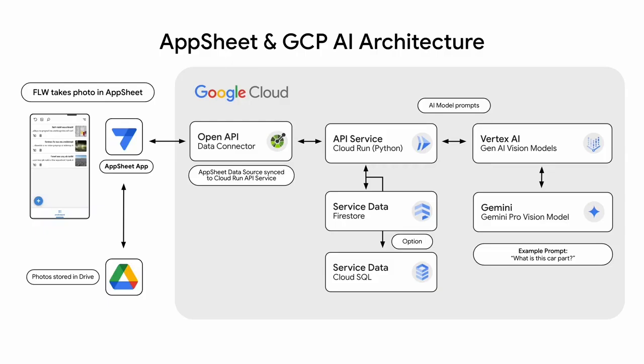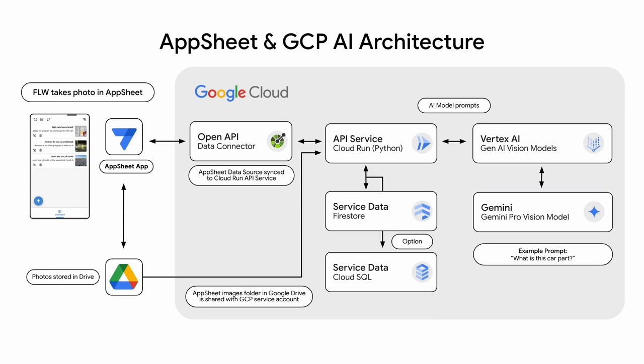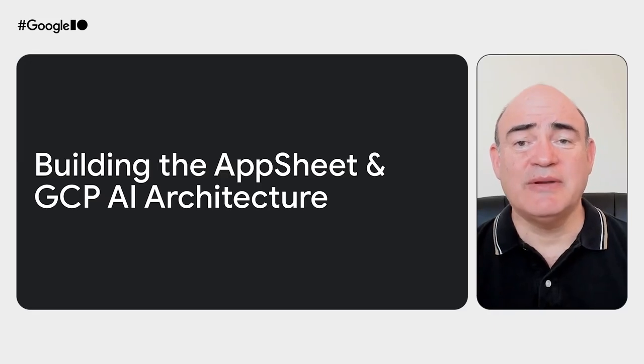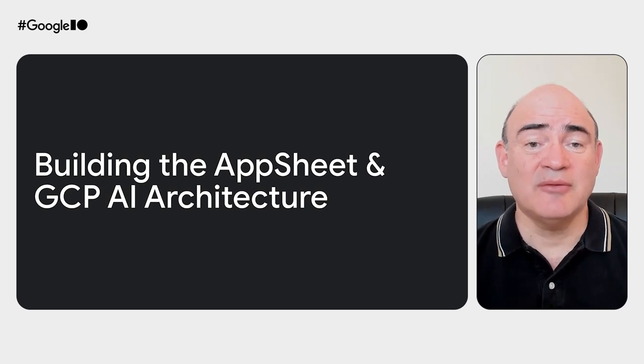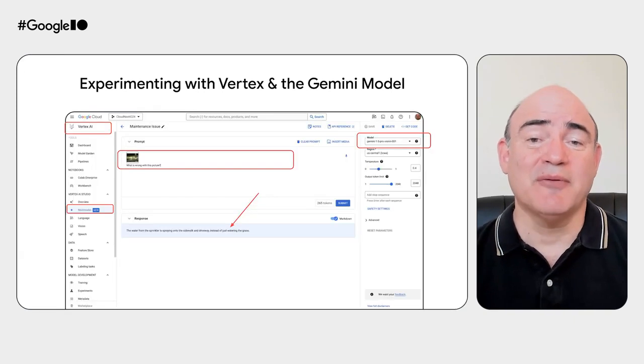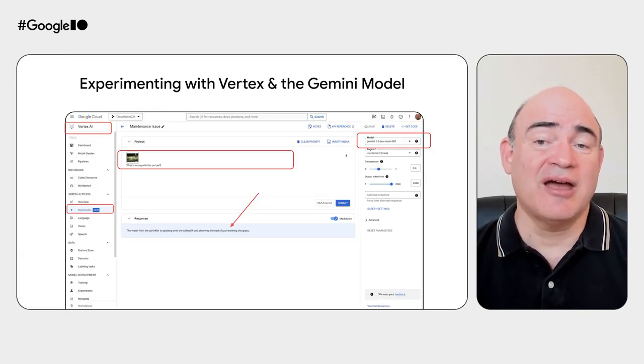So bottom line is you have a lot of different options, a lot more options with Google Cloud serving as your backend. After considering the different options for an AI solution with cloud, here's a generic AppSheet plus GCP AI architecture that we'll be referring to in the remainder of this session. The following slides will now show step-by-step how to build the components of a more sophisticated AppSheet and GCP AI architecture.